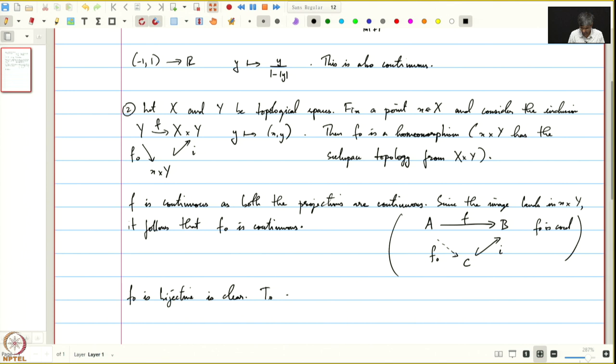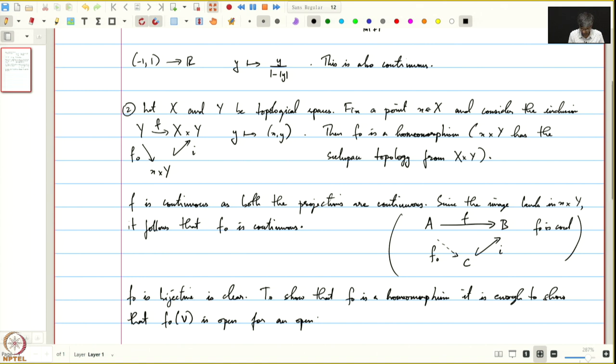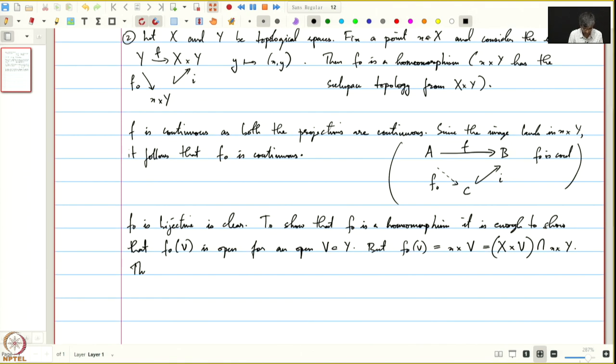Therefore, to show that F naught is a homeomorphism, it is enough to show that F naught of V is open for an open V in Y. But F naught of V is exactly equal to X cross V, this open set intersected with X cross Y, this subspace. Thus F naught of V is open, which implies F naught is a homeomorphism. Okay, so this completes both the exercises which were mentioned in the previous lecture.